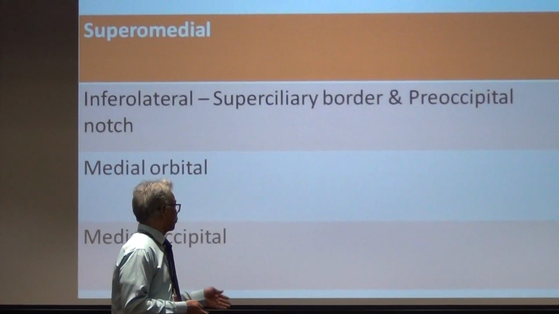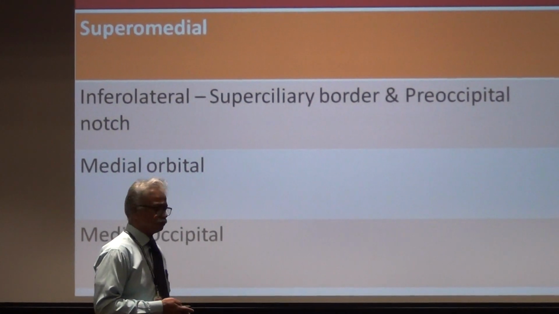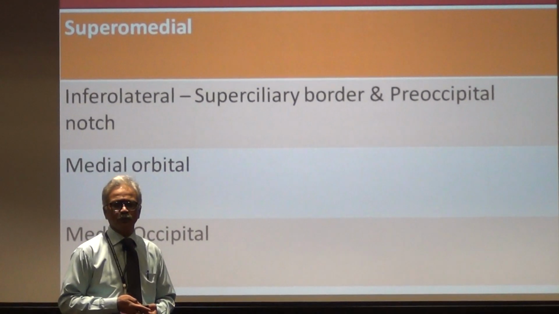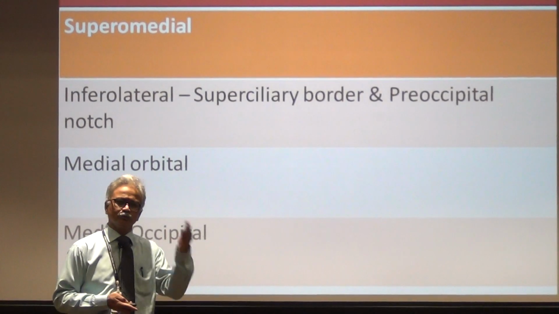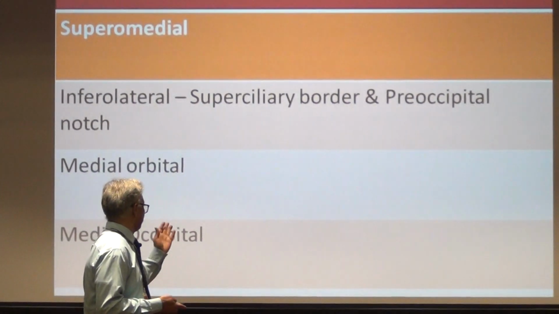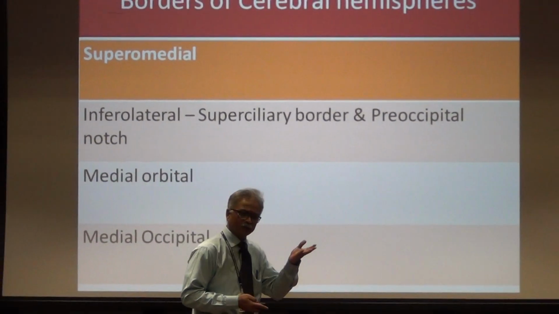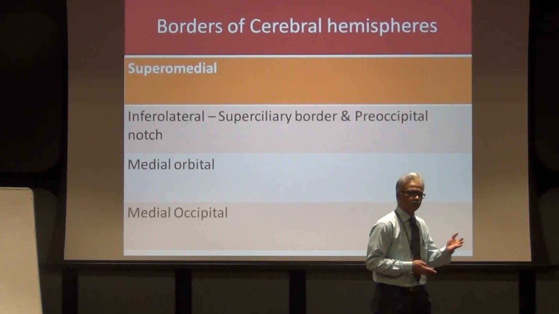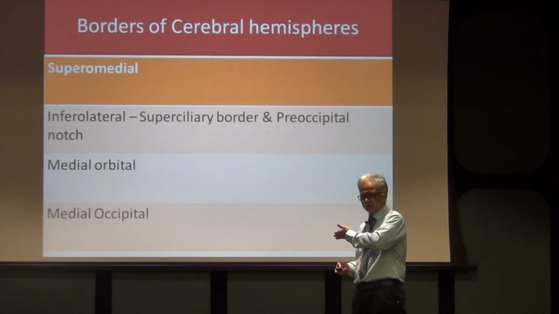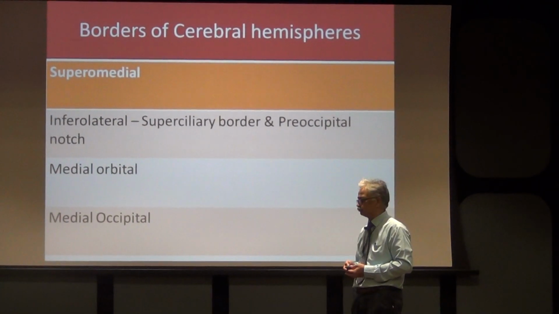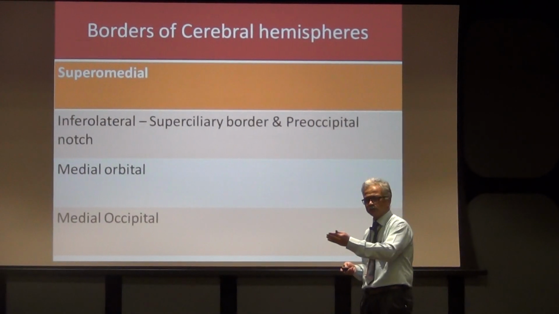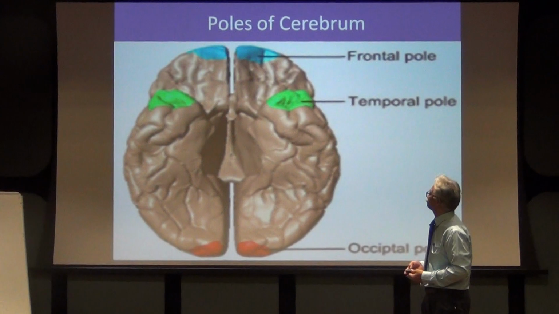So now, what are the borders of the cerebral hemisphere? You must have seen that there is the superomedial border separating the medial and superolateral surfaces, and the inferolateral border separating the superolateral and inferior surfaces, consisting of two parts, that is the superciliary border, and in the posterior part there is the preoccipital notch. Then you must have also observed the medial orbital and medial occipital borders.